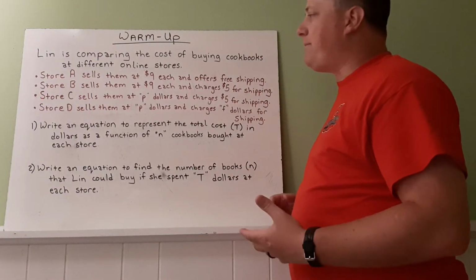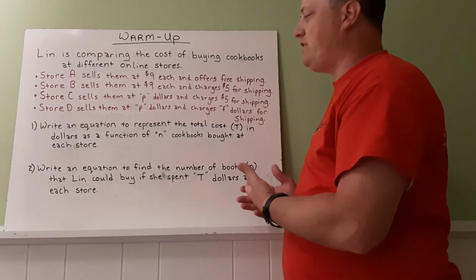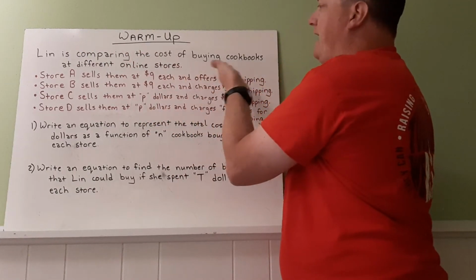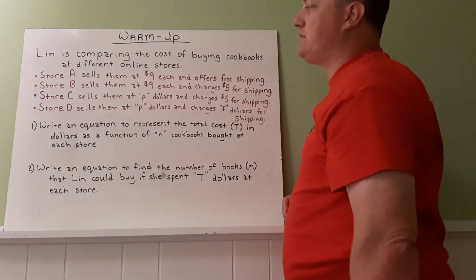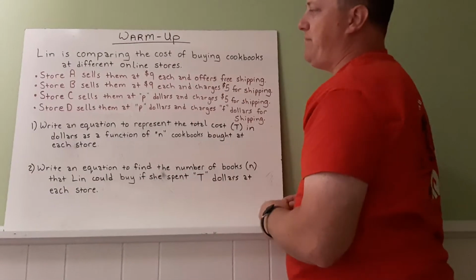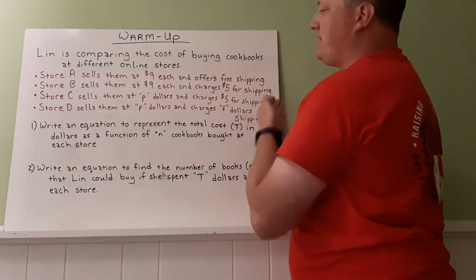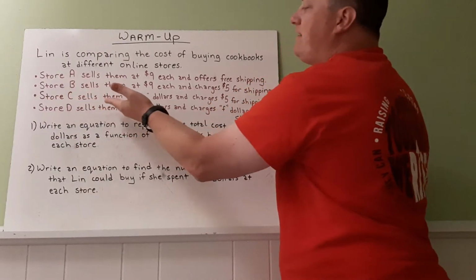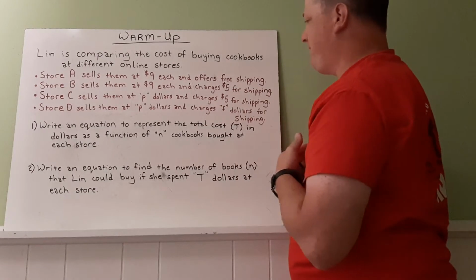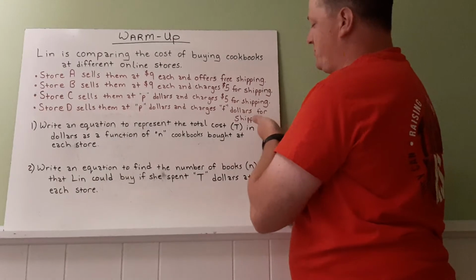All right, so our warm up here is we have a situation. We want to try and come up with equations and their inverses. So Lynn is comparing the cost of buying cookbooks at different online stores. Store A sells them at $9 each and offers free shipping. Store B sells them at $9 each and charges $5 for shipping. Store C sells them at P dollars and charges $5 for shipping. And store D sells them at P dollars and charges F dollars for shipping.